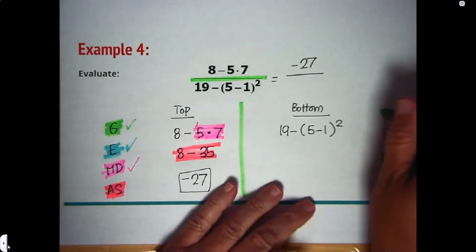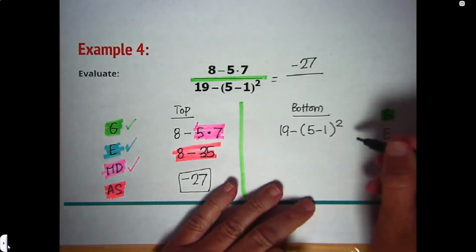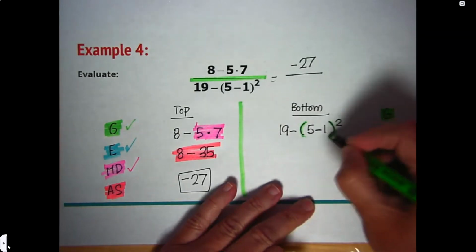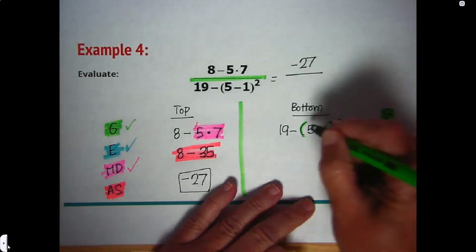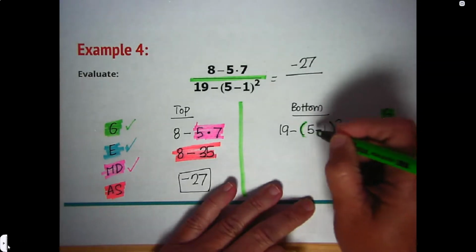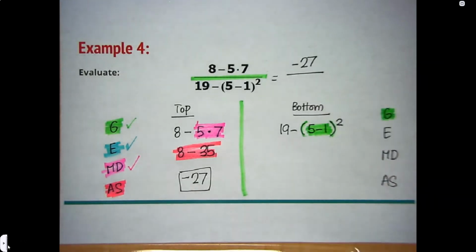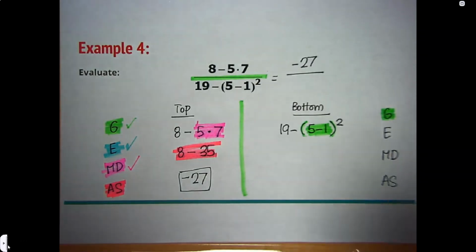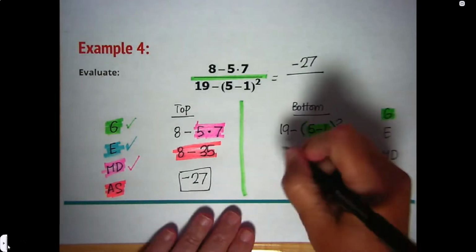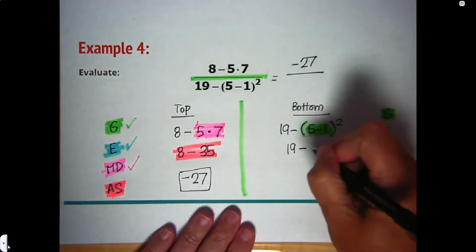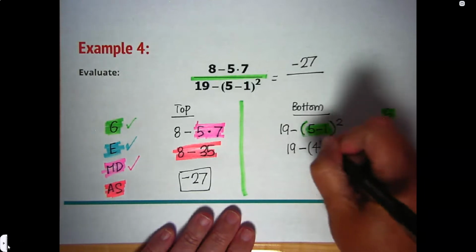I'm looking for grouping symbols in this bottom problem, and I see them right here, parentheses. And I want you to notice inside there's only one operation to do. 5 minus 1 is it, so we're going to go ahead and do that. It's not like those first two examples I did today where there's 2 or 3 operations in there to do. There's only one to do, so we're going to do it. So this is going to be 19 minus 5 minus 1 is 4 squared.